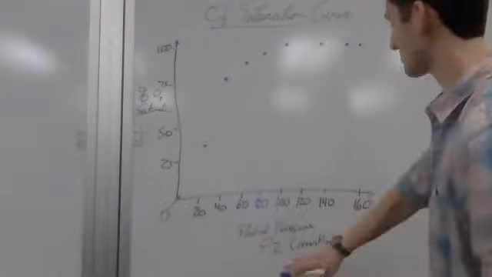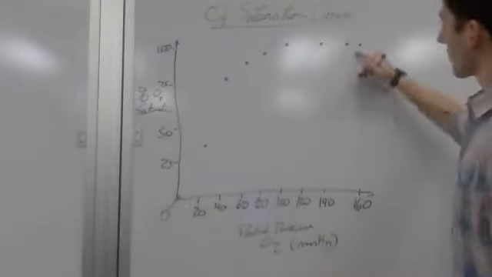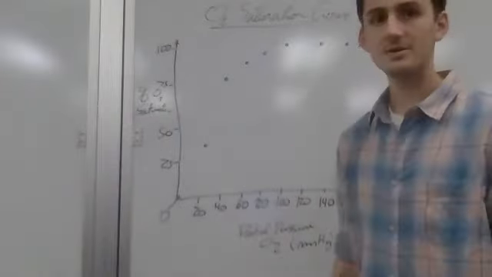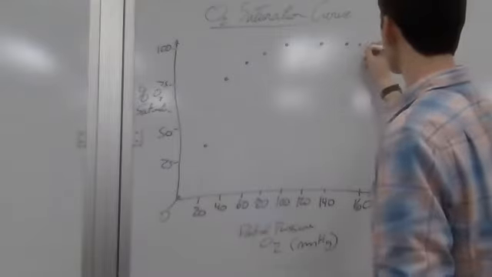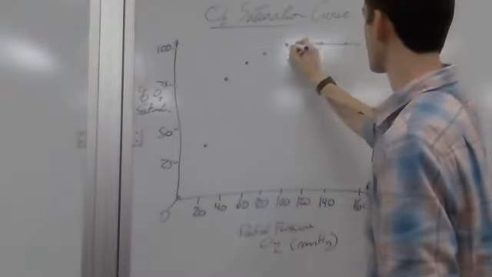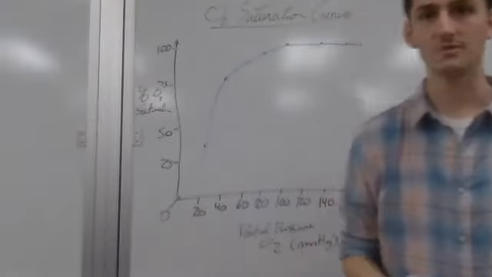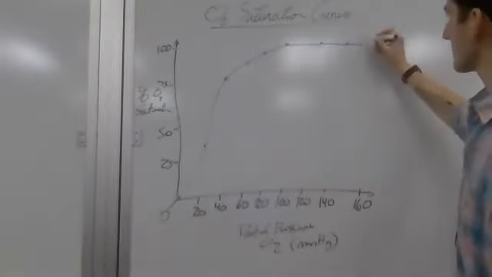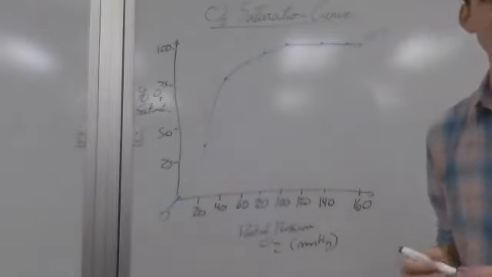So we have partial pressure on the x-axis and oxygen saturation on the y-axis. When we connect these dots, just drawing a curved line, we get an oxygen saturation curve, which is what you would see in a natural environment. So you can see right here, you have 100% oxygen saturation. I don't know if you can see my writing on the board. Let me use a darker pen.